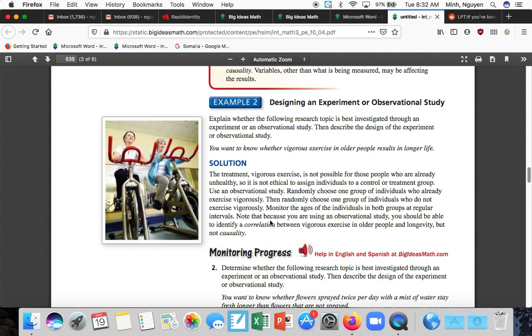So you should be able to see if it is correct that vigorous exercise, meaning good, hard exercise, in older people results in longer life as you're tracking them. It says monitor the ages of the individuals at regular intervals. This means you're not looking at it over the span of a month. You want to know about their longer life, and that's not going to be on a span of months, right? So you're going to be monitoring their age and their exercise level through years.